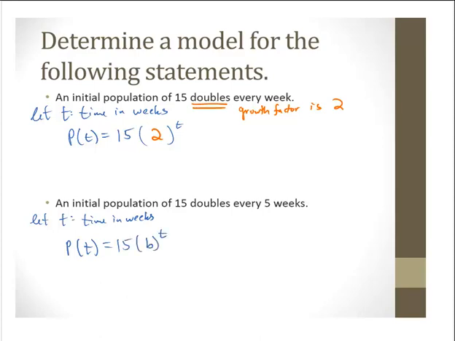Now we know that every 5 weeks the population doubles. So now we create the point when t is 5. After 5 weeks the population doubles, so we would have the point (5, 30). After 5 weeks, the initial population of 15 doubled to 30. So now we have 30 is 15 times b to the 5th power. Dividing through by 15, we have 2 is equal to b to the 5th. And we can solve this by raising both sides to the 1/5 power.